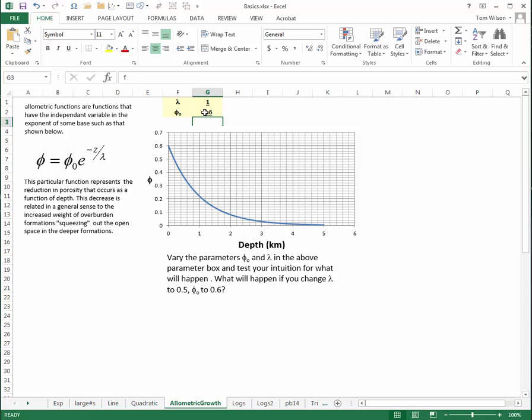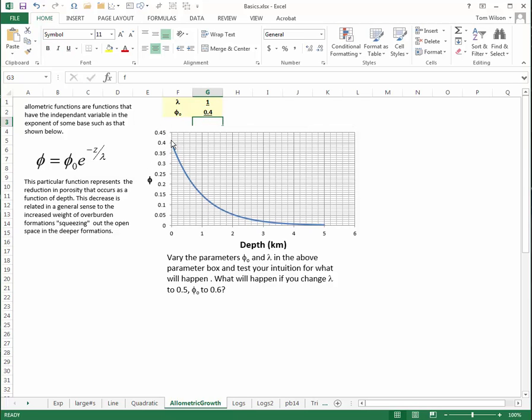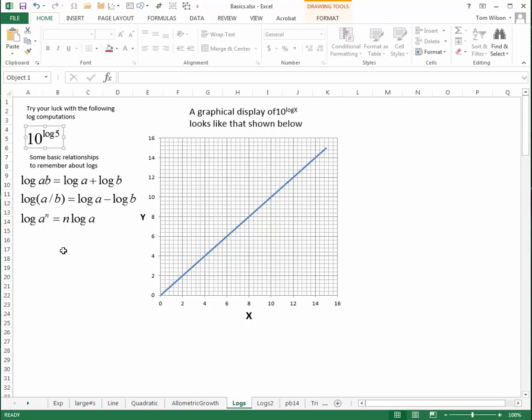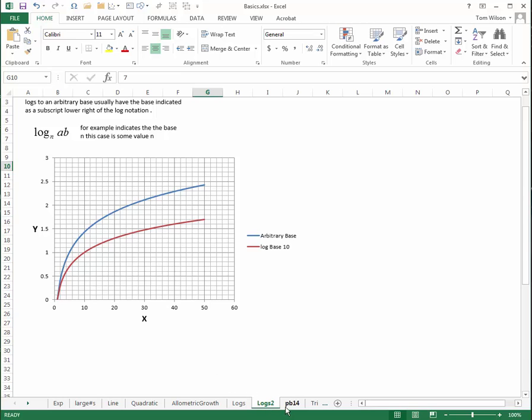So we can get in here and change this around. This is phi 0, which turns out to be the intercept in this equation. If the porosity is only 40%, that makes the intercept here, and we see it descending towards 0 again. We could change the value of lambda, and you'll see that the rate at which the porosity decays is not quite as rapid as it was with a lambda of 1. Logs, there's not much that I can do in here, but we'll talk more about logs in class, and I'll just pass over these.